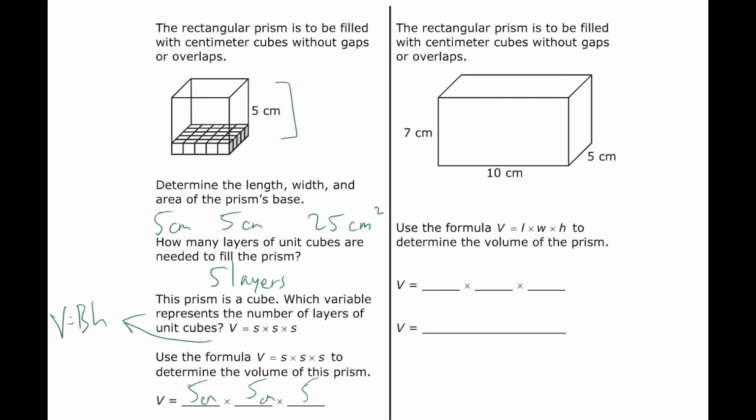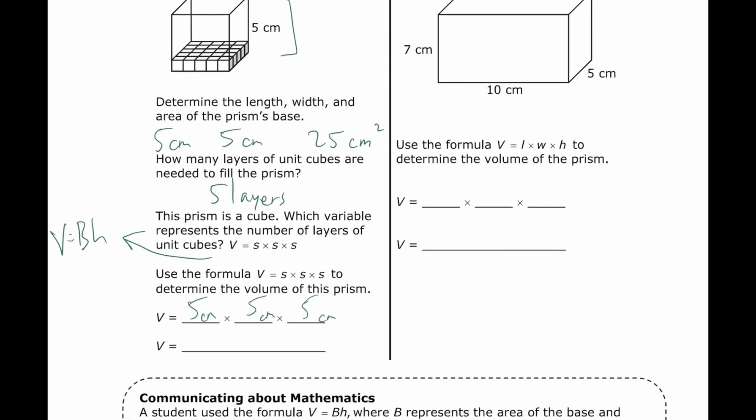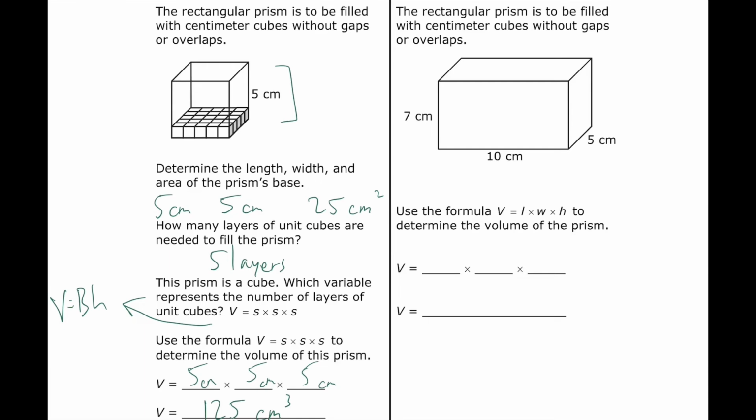And of course I have centimeters for my units. 5 times 5 is 25. 25 times 5 is 125. And that is centimeters cubed. On the other side, the rectangular prism is to be filled with centimeter cubes without gaps or overlaps. Here they did not give me the little pictures of the cubes. I just have lengths. So hopefully that's still going to be okay.